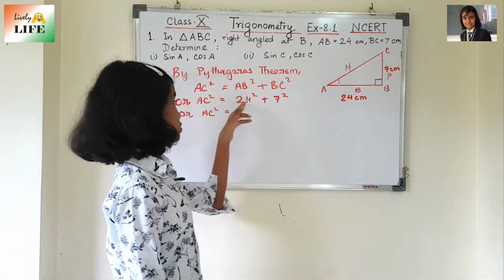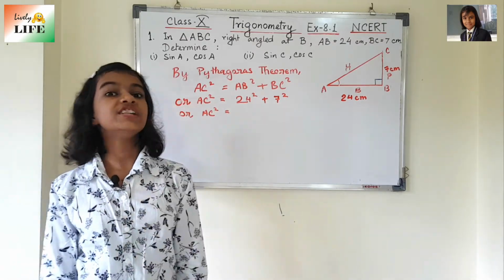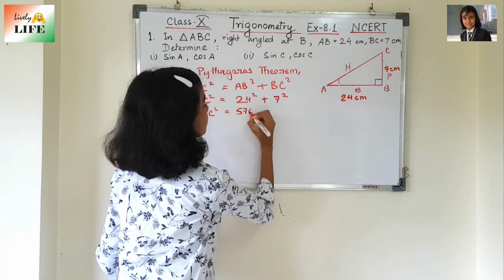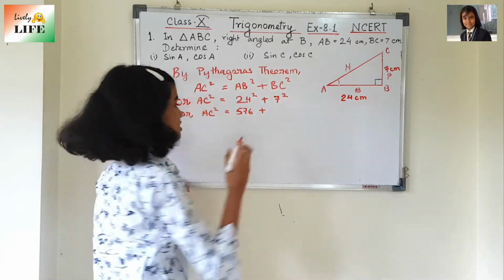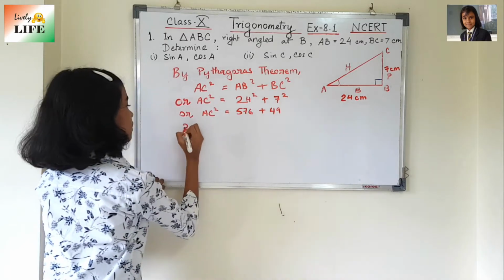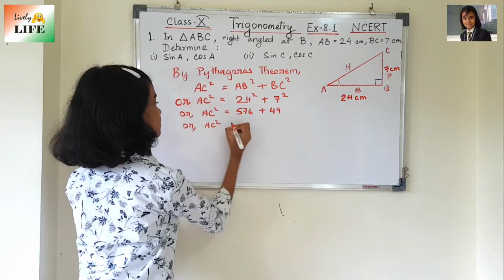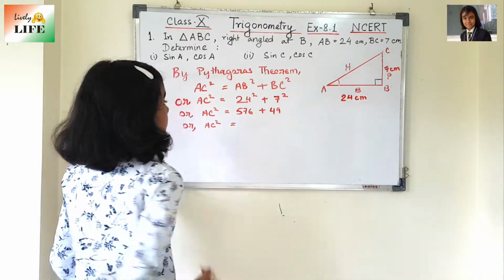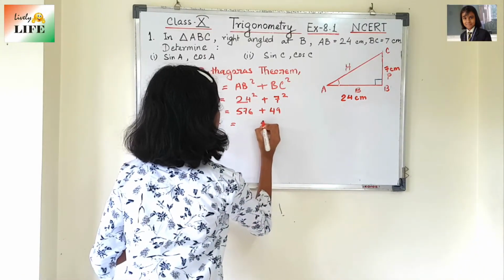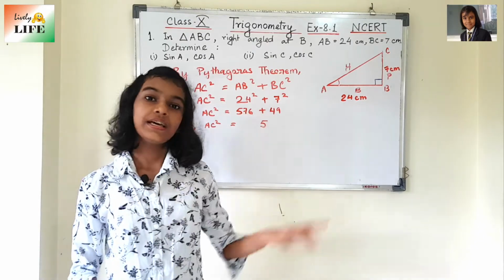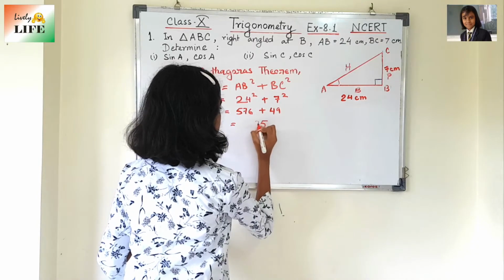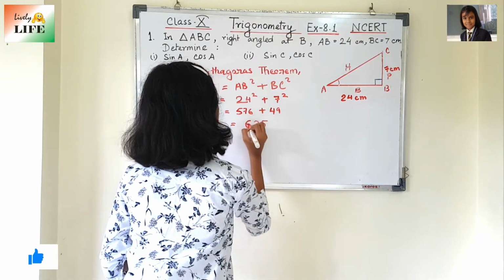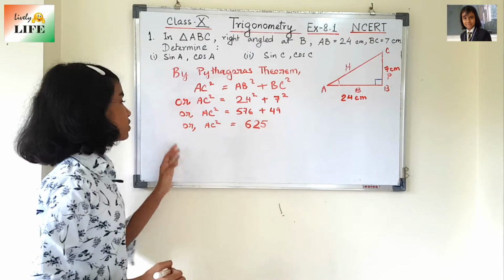Or AC square is equal to, what is 24 square? 24 square is 576. Plus 7 square is 49. Or AC square is what? 576 plus 49, what is it? 6 plus 9 is 15, 7 plus 4 is 11, plus 1 is 12, 5 plus 1 is 6. So AC squared is 625.